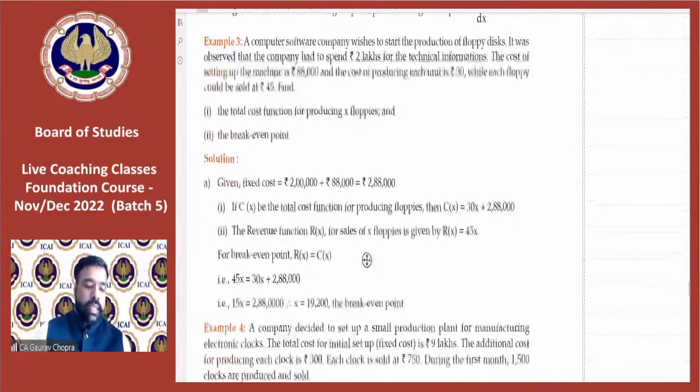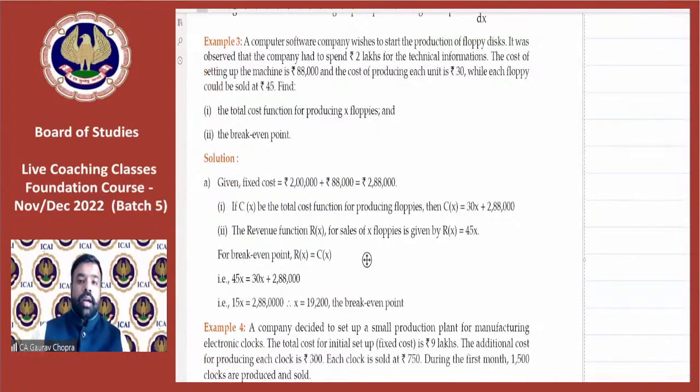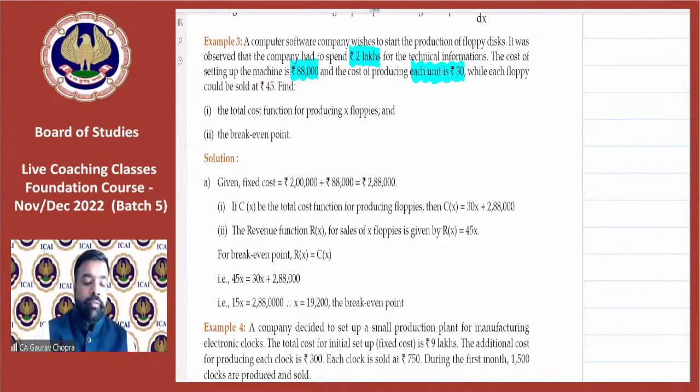So let us try with example number 3. A computer software company wishes to start the production of floppy disk. And it was observed that the company had to spend 2 lakhs for the technical information. So this company had to spend 2 lakh. Now the cost of setting up the machine is rupees 88,000. This is machine cost. Cost of producing each unit, that is the variable cost, rupees 30. While each floppy could be sold at 45, this is the selling price.